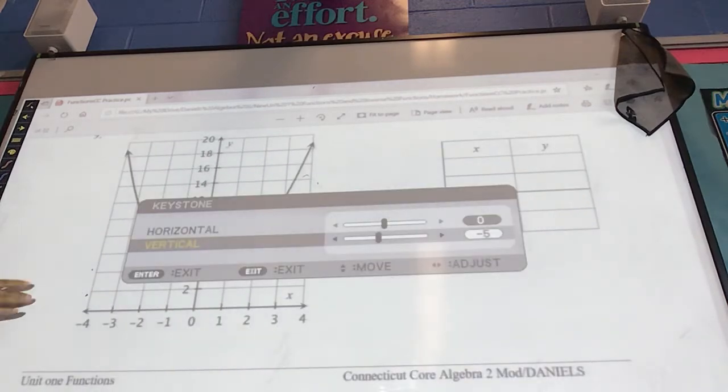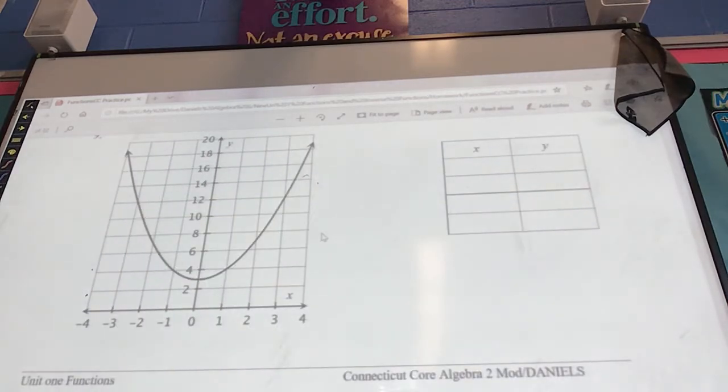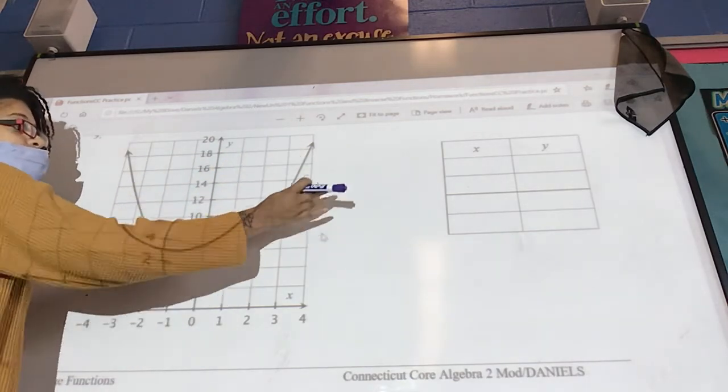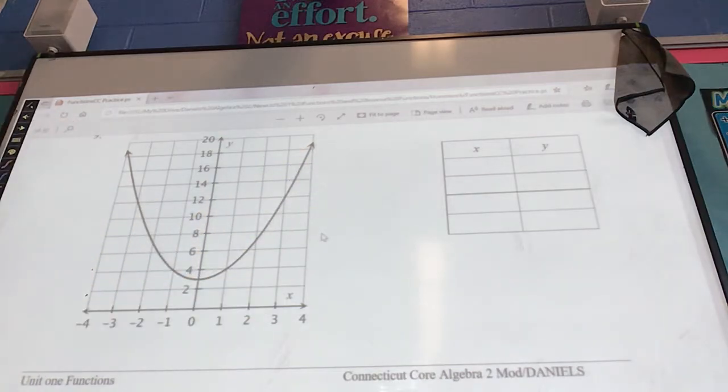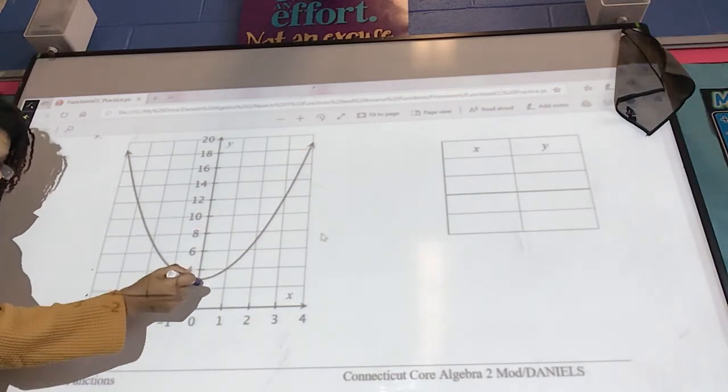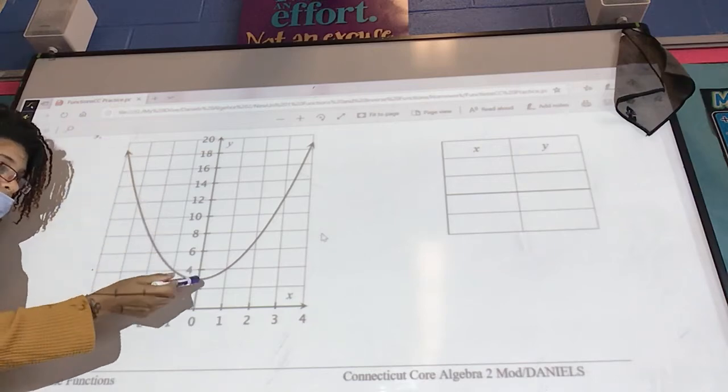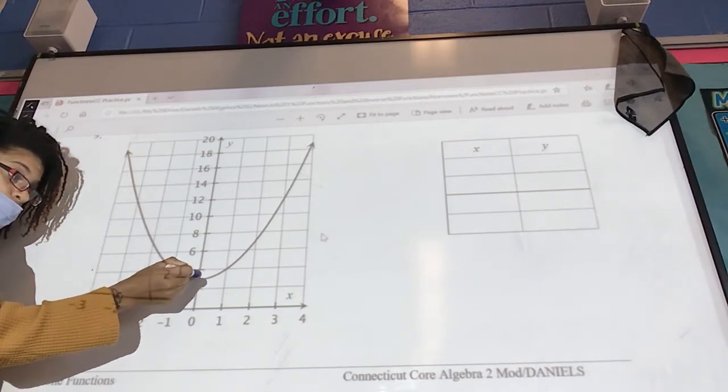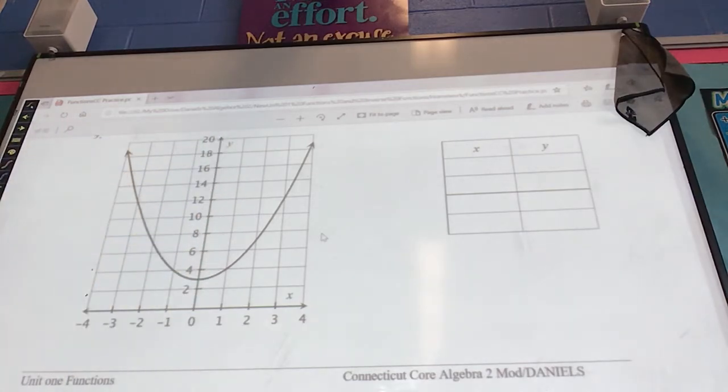Quadratic. Is this a function? Yes. Yes, because again, I do that vertical line test, it's going to give me a function. Okay? And this is a graph very similar to the one on your page before. My range would be from 3 and above, 3 to positive infinity.